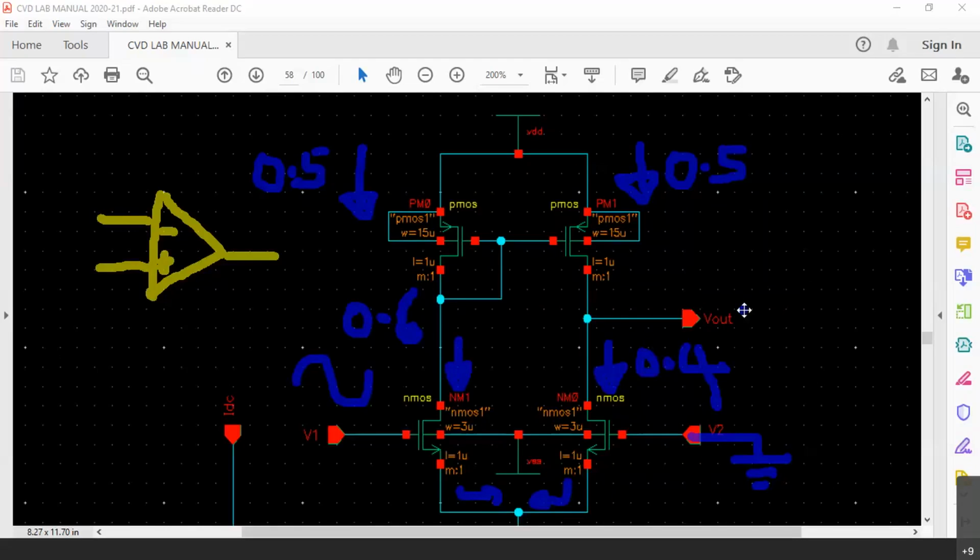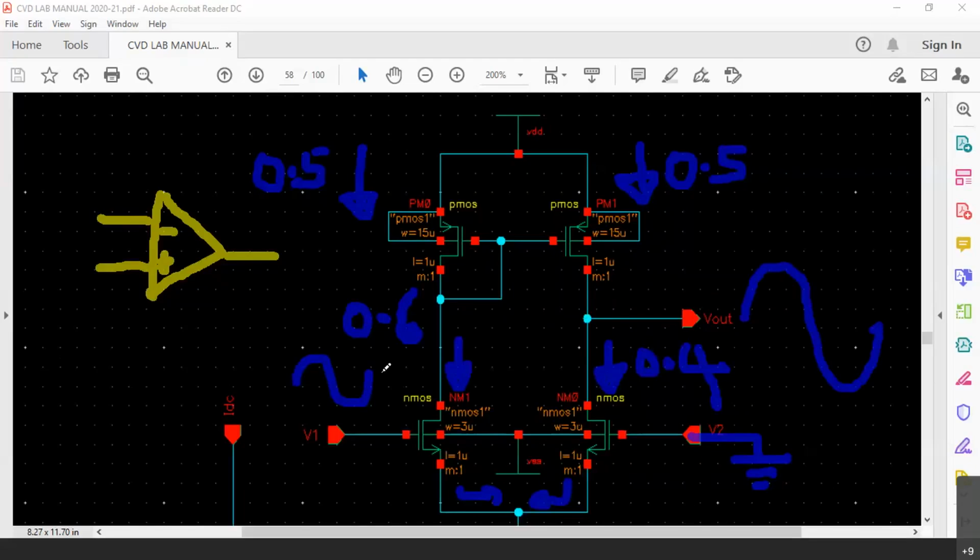Isn't it? When the device is moving towards cutoff region, we are taking the output at the drain. This is like a switch now. When the switch is turning off, here the voltage is going to increase. So, in this way, in the positive cycle, voltage will increase.